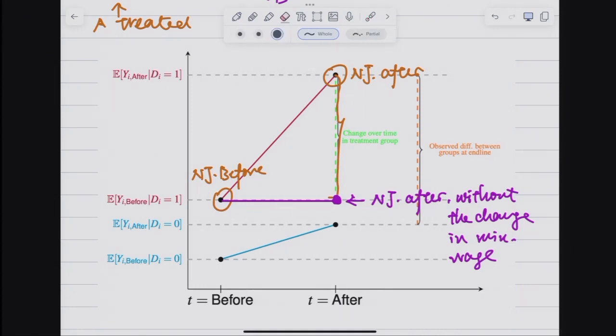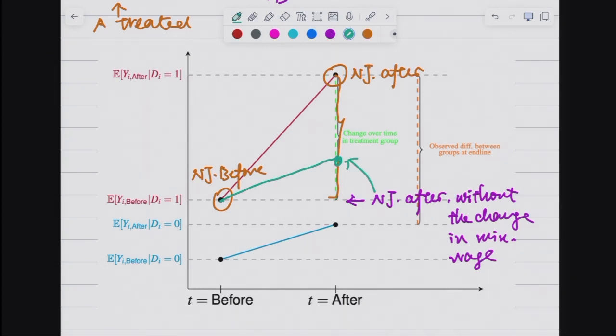And it's really likely that we don't have this, even absent the minimum wage change, but we do have a trend over time that might look like this. So it will instead be here. Then simply comparing the before-after will bias our estimate of the treatment effect. So then we introduce a control group, which is Pennsylvania. And Pennsylvania is not subject to the change of the minimum wage.